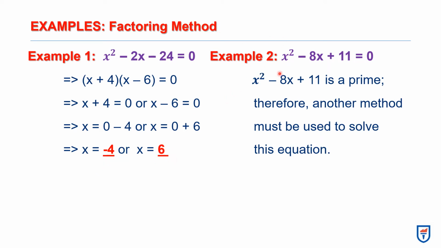So when you look at the second example, that is also saying solve for x squared minus 8x plus 11 is equal to 0.